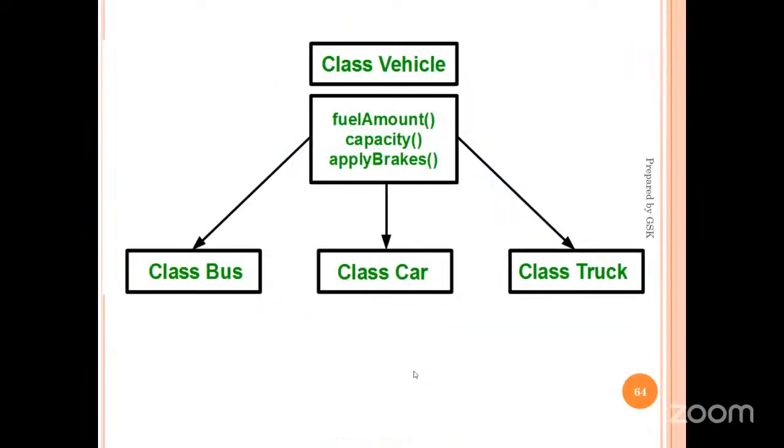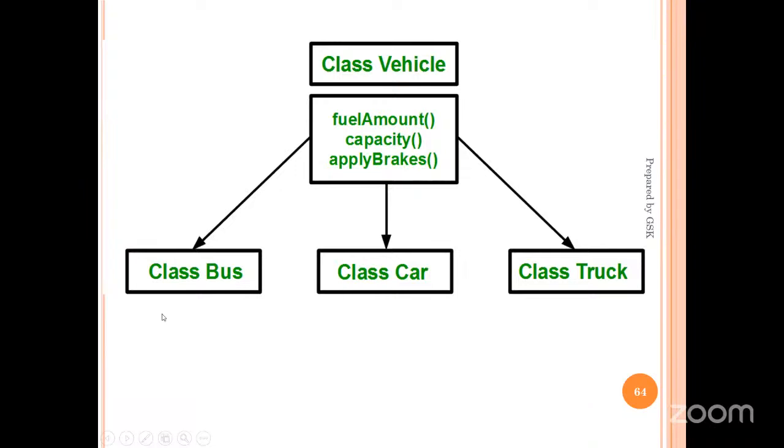See this coding example. Generally, we use this type of structure to implement inheritance. My class name is vehicle. Vehicle is a class, and the functions done by the vehicle, or the behaviors we can find in the vehicle, are represented with the help of methods. Fuel amount is one of the methods. Capacity, apply brakes. You can take any methods. I am just using some names.